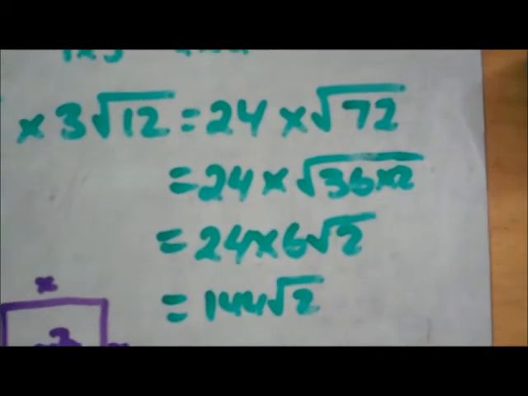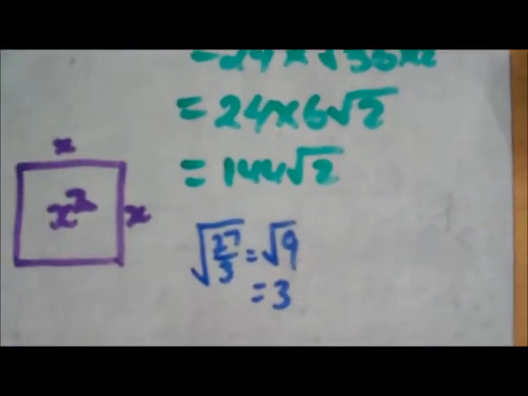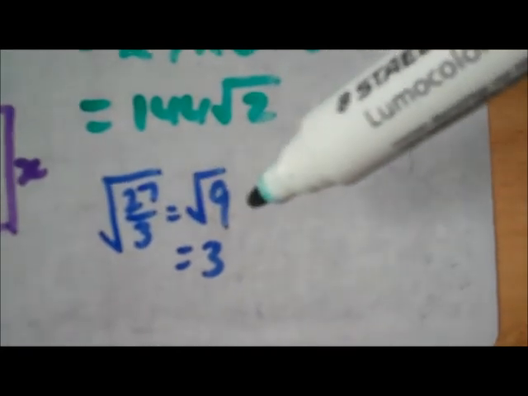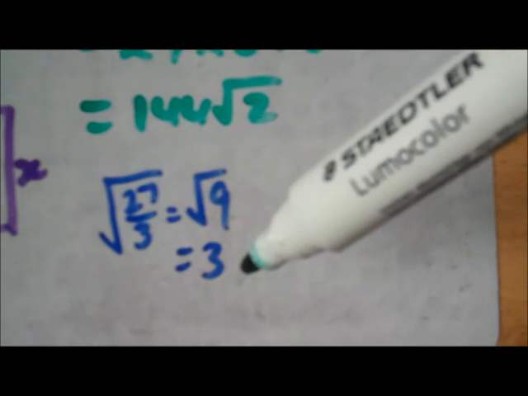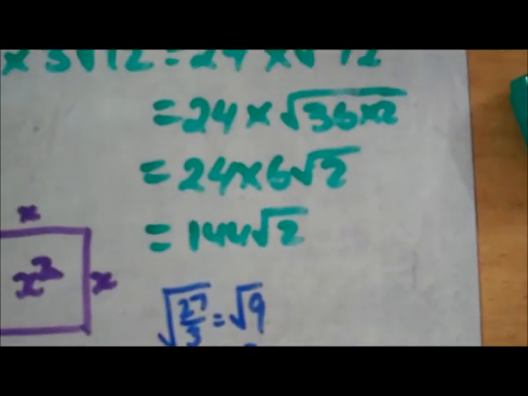So you must always be on the lookout for those multiples. Let's have a look at another one. If I've got the square root of 27 on 3, 27 divided by 3 is 9. What is the square root of 9? 3. So be on the lookout for multiples, and look out for simplifying wherever you can.